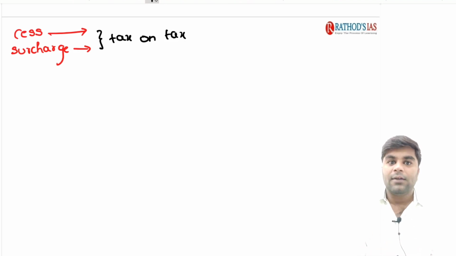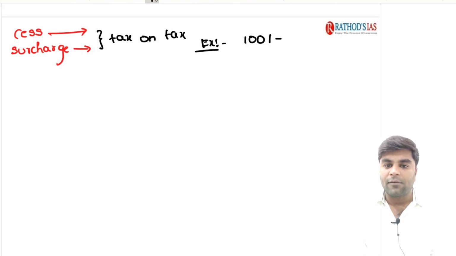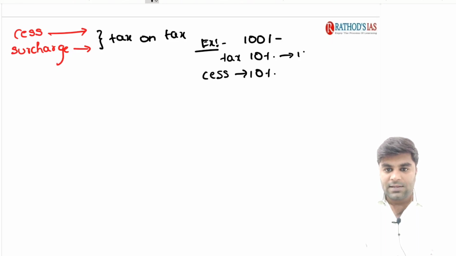But the cess is collected for a specific purpose and the surcharge is not collected for a specific purpose. Let me give an example. Imagine the price of a good is 100 rupees, and the government says the tax on that good is 10%. Of this 100 rupees, it is 10. Now if the government says cess is 10%, what does it mean? The tax is 10%, which translates to 10 rupees. Cess is 10%, which is 10% of this 10 rupees, which is 1 rupee.